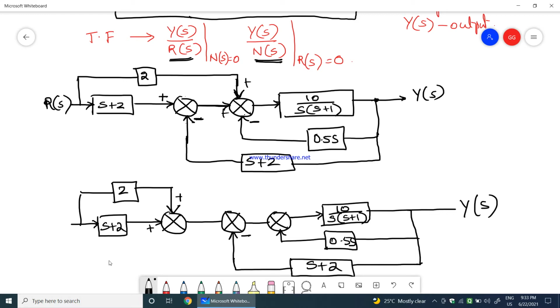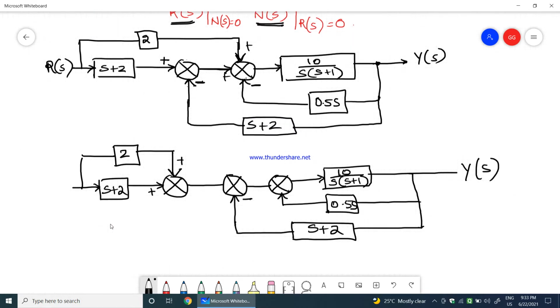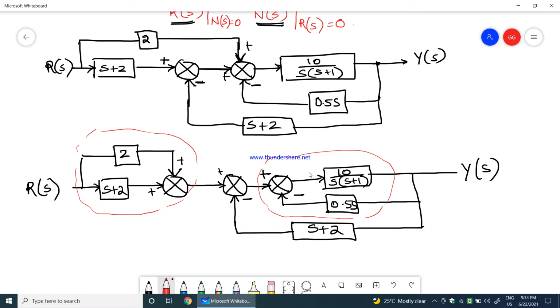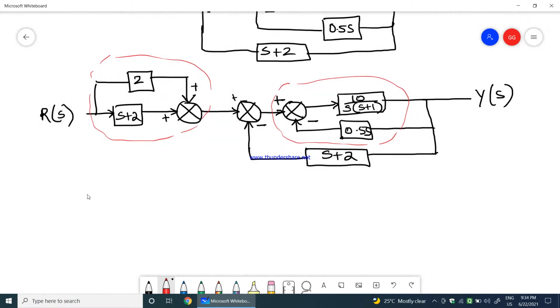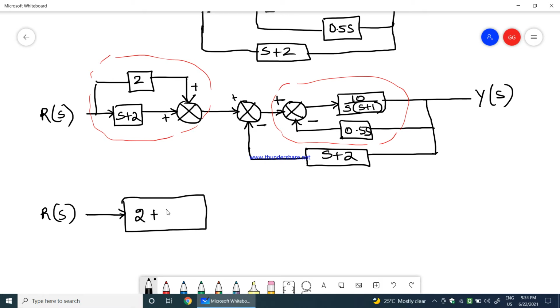Okay. So therefore this is minus, this is plus, this is plus, and this is R of s. Now the job is simple. Now these both are in parallel. This is in the feedback path. Okay, so you can just reduce that first. So what will I get? R of s going to one single block now, which is 2 plus s plus 2.